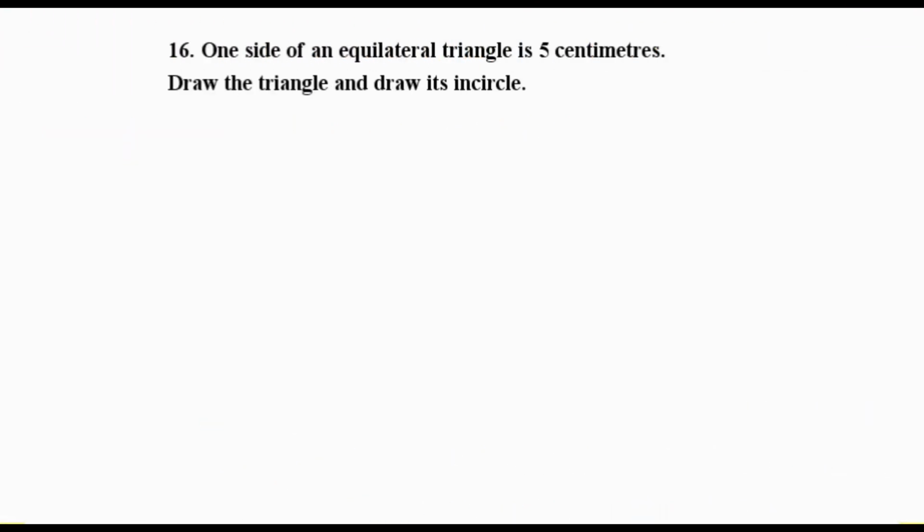16th problem. One side of an equilateral triangle is 5 centimeters. Draw the triangle and draw its incircle. First of all, let us draw a line of length 5 centimeter. Now we have to draw an equilateral triangle of sides 5 centimeter.